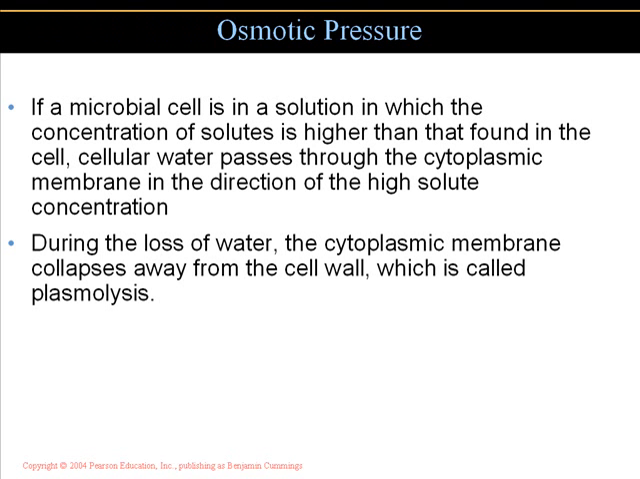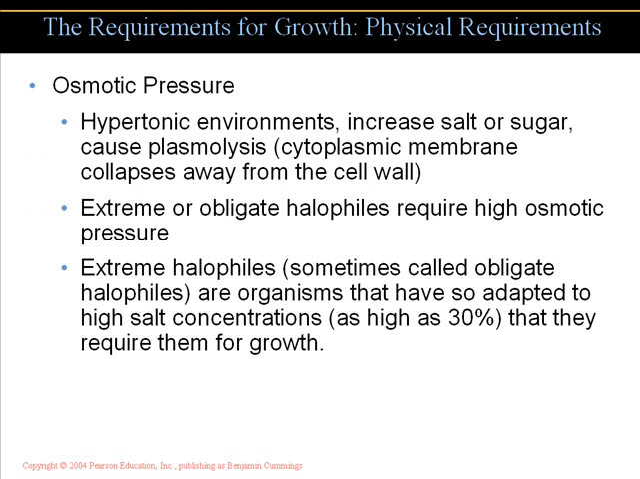If microbial cells are in a solution in which the concentration of solutes is higher than what's found in the cell, cellular water will pass out of the cytoplasmic membrane in the direction of the high solute concentration. During the loss of water, the cytoplasmic membrane will basically collapse away from the cell wall. Remember, in bacteria, these microorganisms have both a cell membrane and a cell wall. If the cell membrane collapses from the cell wall, it's called plasmolysis, and this can lead to the destruction of the microorganism.